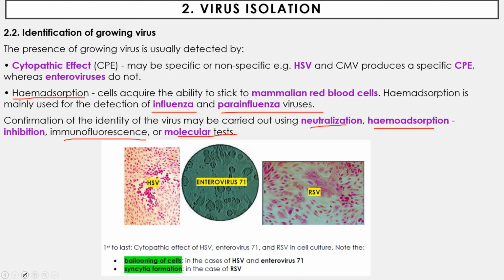So these are the different cytopathic effects, class. For herpes simplex and enterovirus, the cytopathic effect seen is the ballooning of cells. So the cells that would be affected enlarge. Now, for RSV, there is the syncytia formation, class. They clump together. So, that's the cytopathic effect.